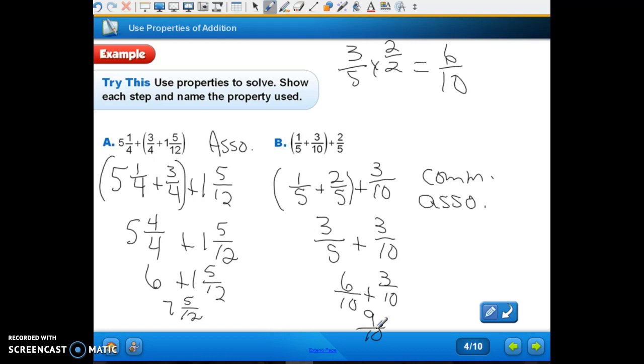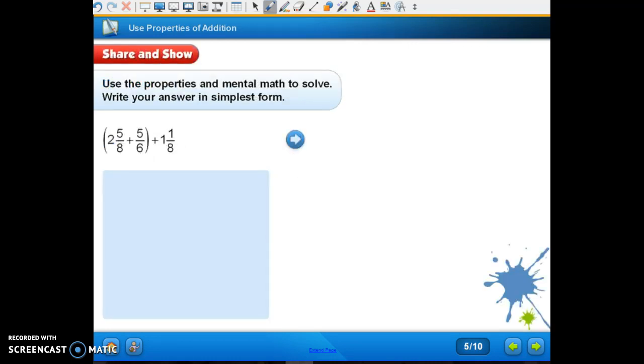Let's go on to the next page. Okay. Now we're going to go to our share and show, and this is number 1 on the share and show. We're going to have to use what property first in order to group our like denominators? The commutative property. So we're going to do 2 and 5/8.